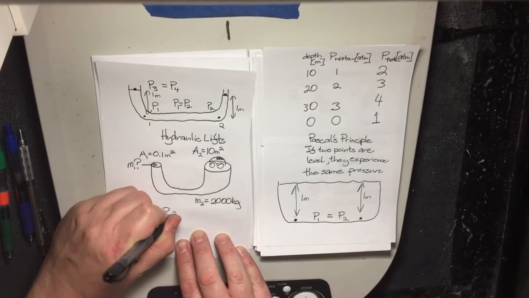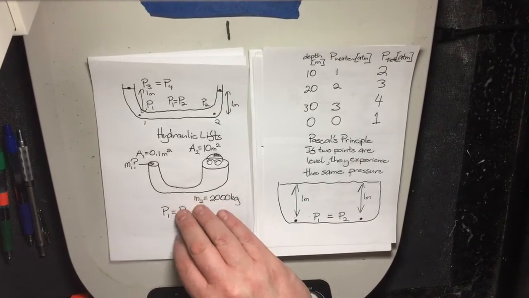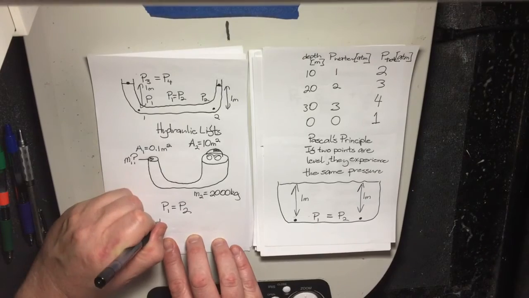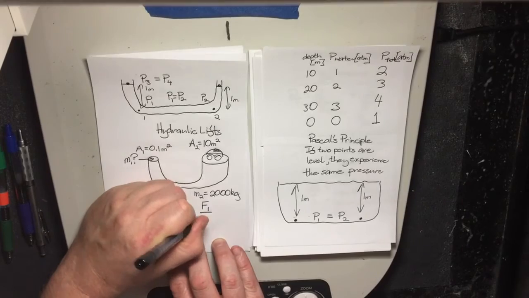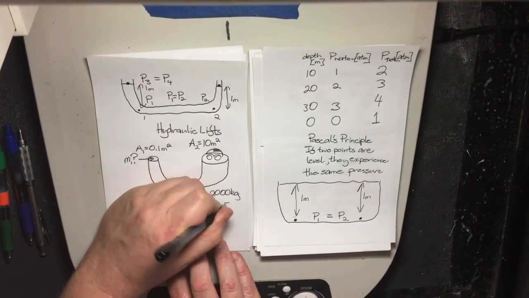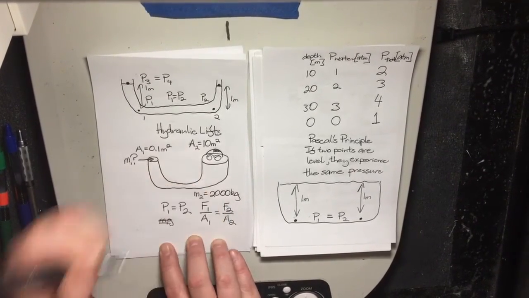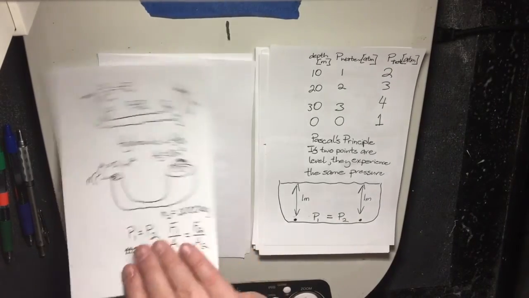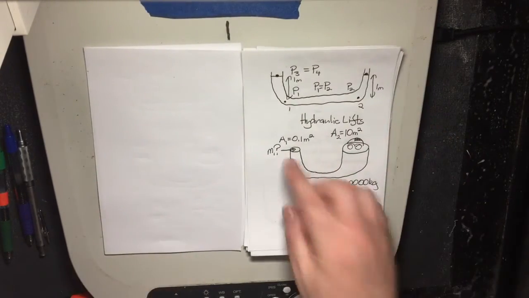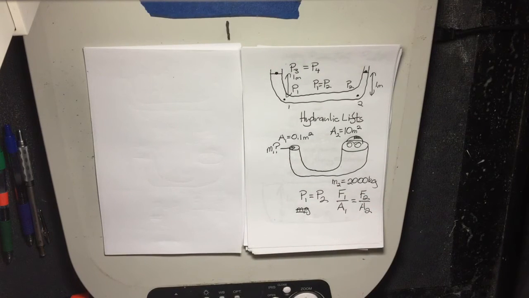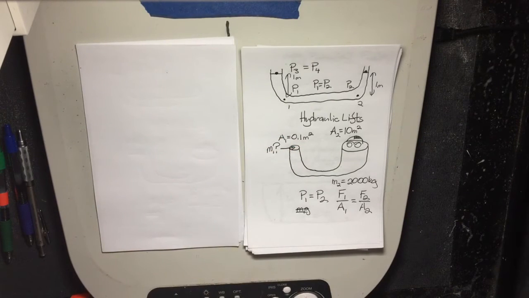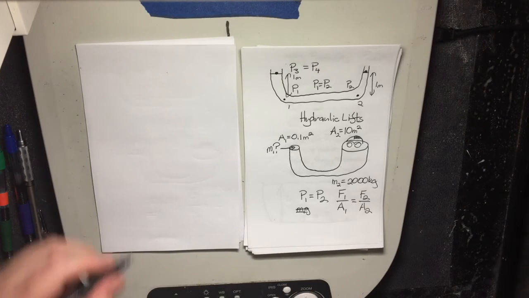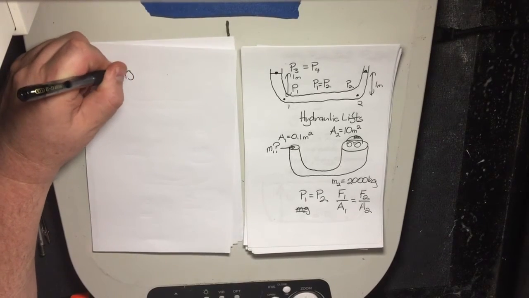Pascal's principle, P1 is equal to P2. The force over the area for part 1 is equal to force 2 over area 2 of part 2. Why? Because they're on the same level, they have equal pressure. What is the definition of pressure? Force divided by area. Force is mass times gravity.